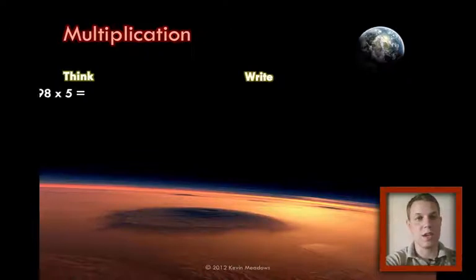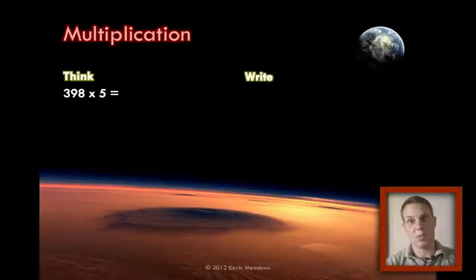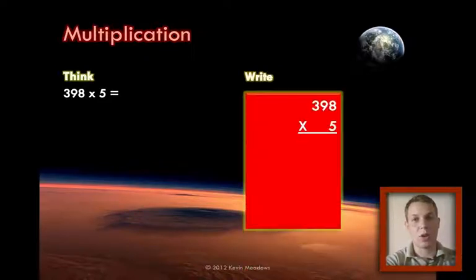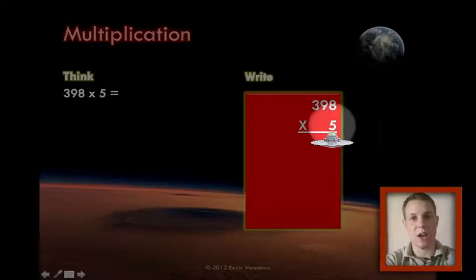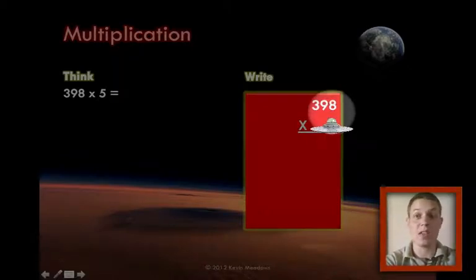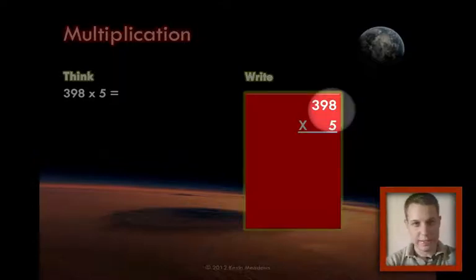So the first thing we need to think is, what is our problem? 398 times 5. Now when we write that, we're going to write it vertically. Okay, we're going to put the 5 underneath the 398. We're going to put the 5 all the way to the right underneath the 8. Okay, because the 5's in the 1's place and the 8 is in the 1's place. You actually could put the 5 on top and still get the same answer, but it's just kind of strange to do it that way. This is just the way everyone multiplies, so we'll do the same thing.